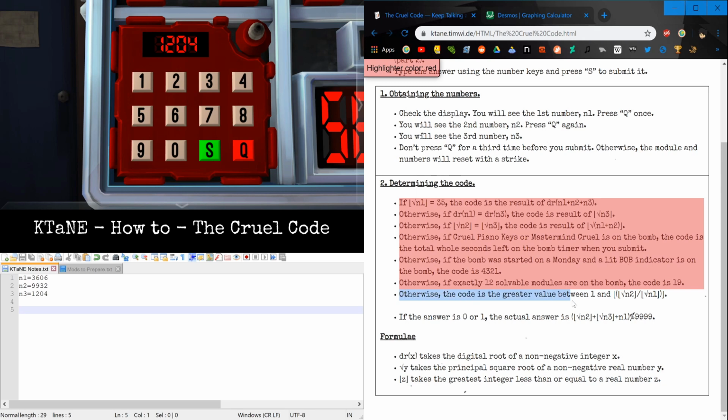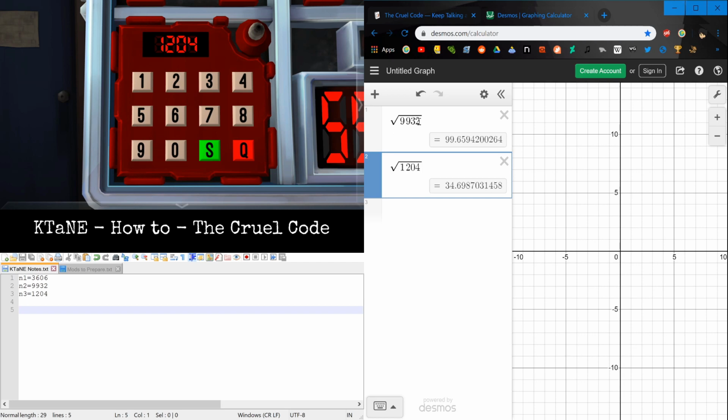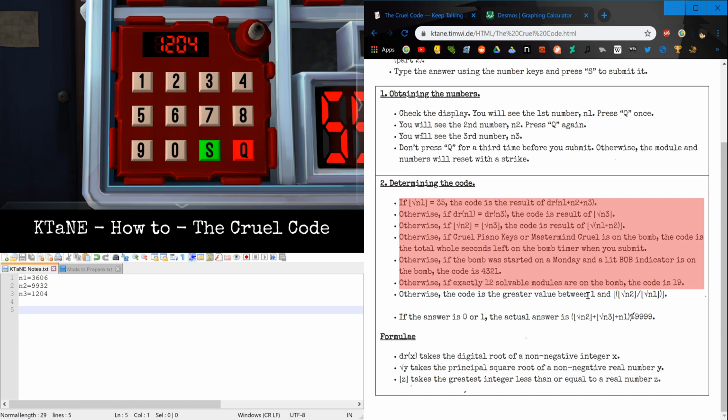Otherwise, the code is the greater value between 1 and the floor of the square root of n2 divided by the floor of the square root of n1. Sounds like a little bit. Alright, so first of all, let's get the square roots. We already have the square root of n2, which is 99. The square root of n1, which is 3606, we have 60. So we take 99 divided by 60, and we get 1.65, and we round that down as well to get 1.